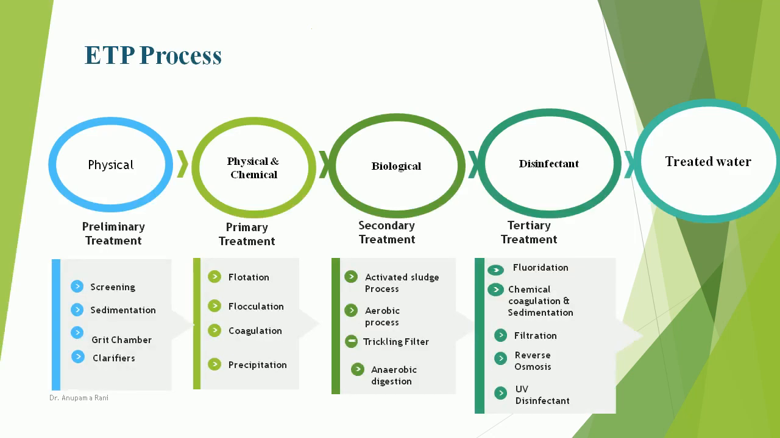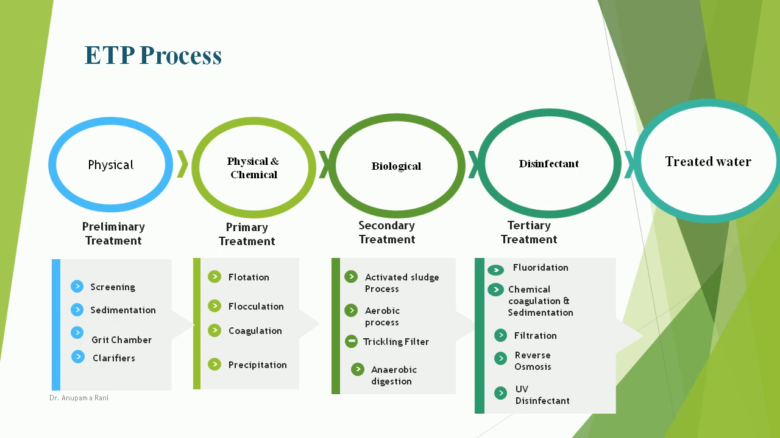Here in this flow chart, you can see the different levels of stepwise processes of an effluent treatment plant. The first is physical, or the preliminary treatment, that includes screening, sedimentation, grit chamber and clarifiers. All of these processes are mechanical separation methods. The next is primary treatment that includes flotation, flocculation, coagulation and precipitation in the liquid waste.